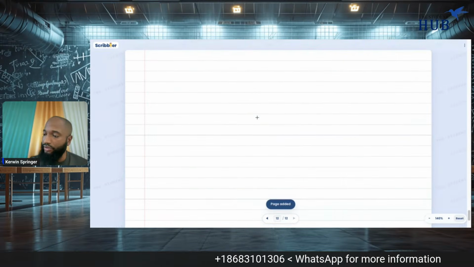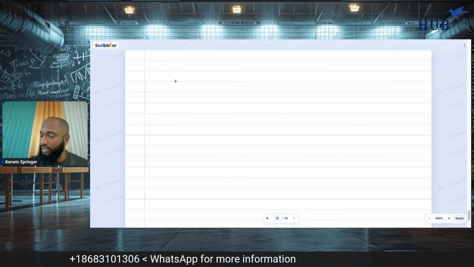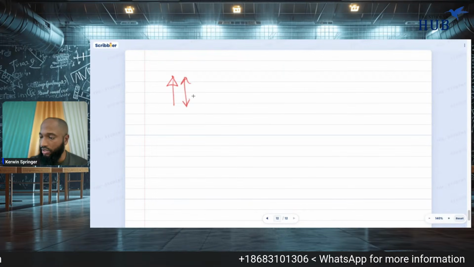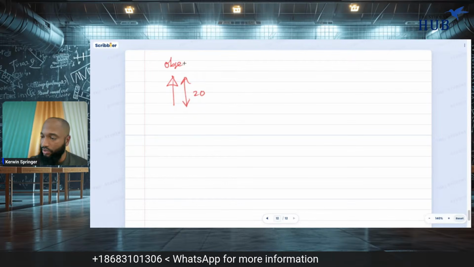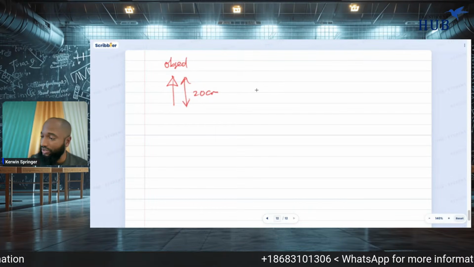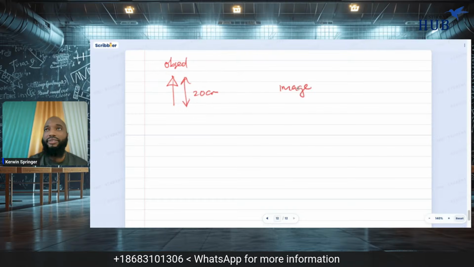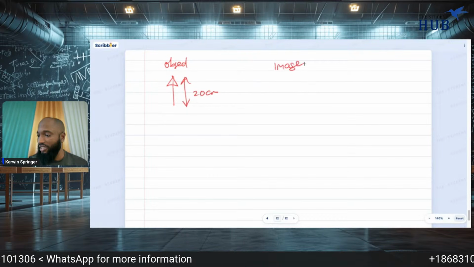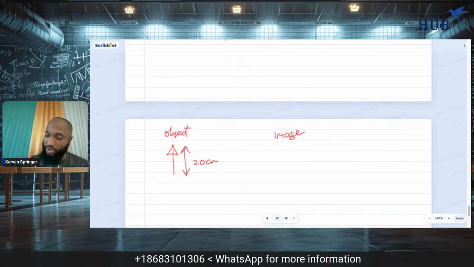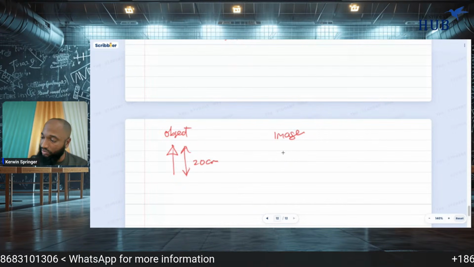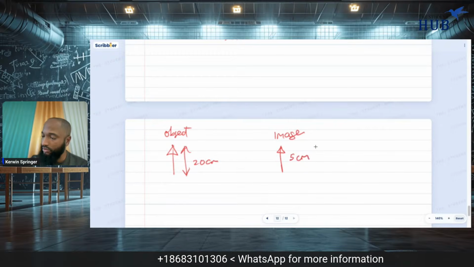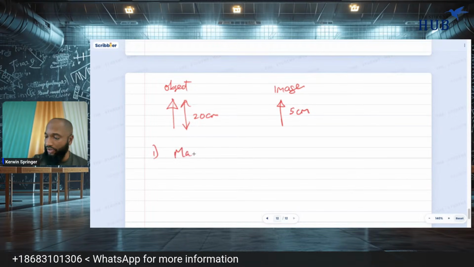So let's say we have the height of the object was 20 centimeters, and the height of the image is 5 centimeters. Find the magnification.